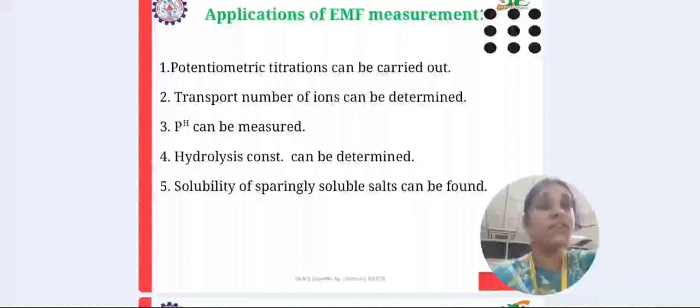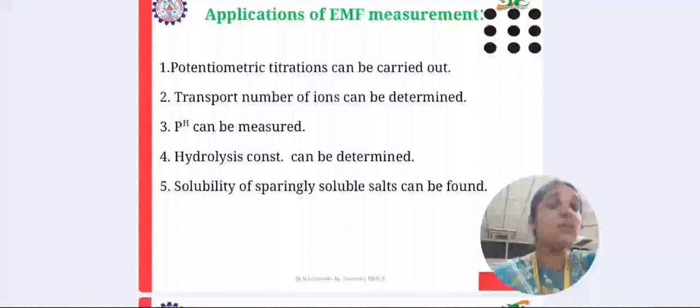It is very beneficial that by EMF measurement, the solubility of sparingly soluble salts like silver nitrate can be calculated. The solubility functions of these salts can also be found using this EMF measurement. This is the main application of EMF measurement.